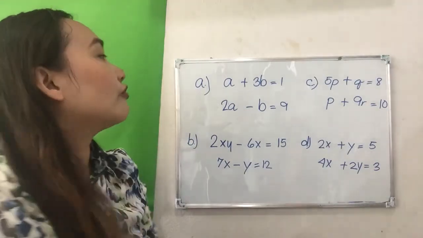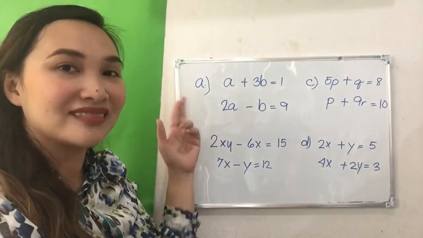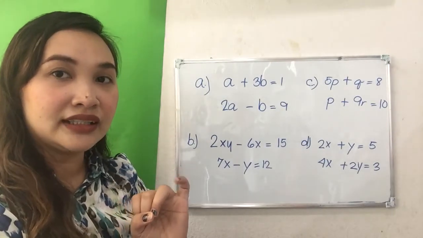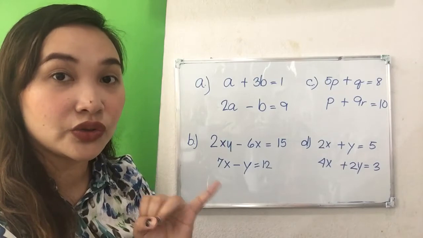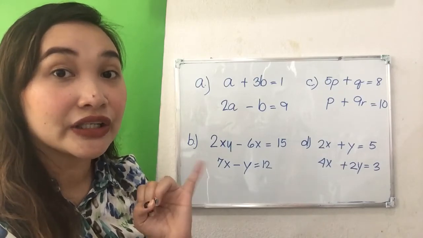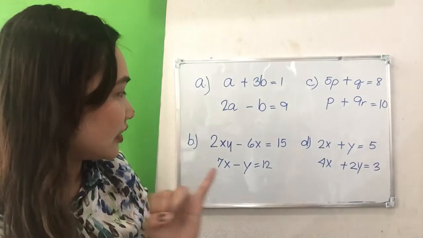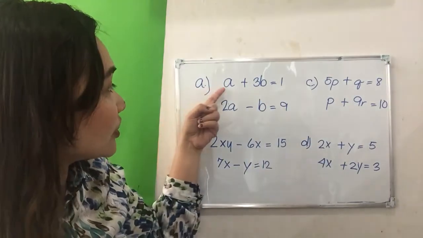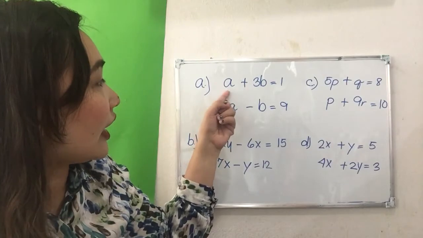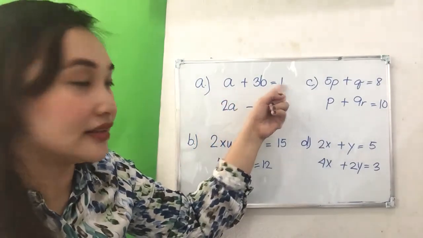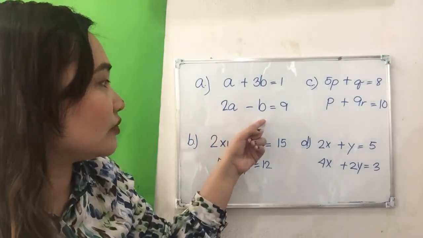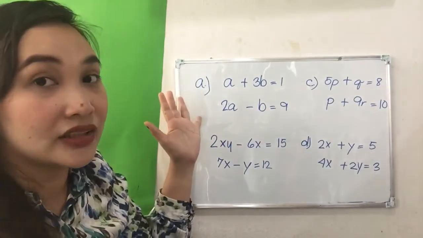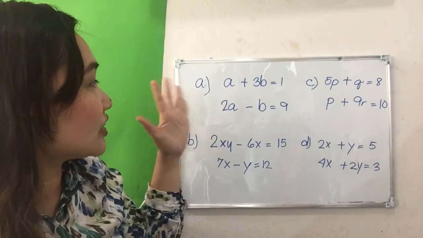Okay, so first we have letter A. Let's check letter A. What is the first? If the two equations are linear equations. Is it a linear equation? 3a plus 3b is equal to 1. Yes. 2a minus b is equal to 9. Yes. Okay, so this is a linear equation. Check.